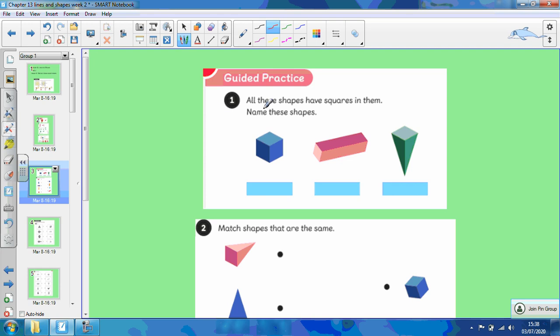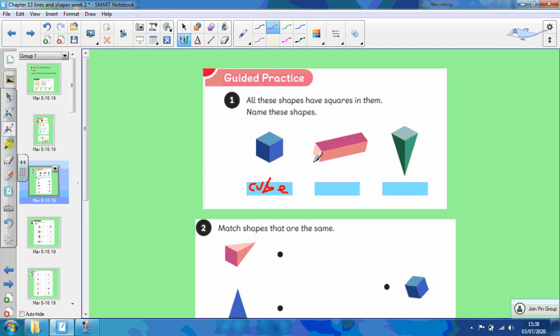Okay. All these shapes have squares in them. Name these shapes. That's super easy. We all know that because we've been doing it. This is a cube. Fantastic. Which is a 3D version, my goodness, of a square.